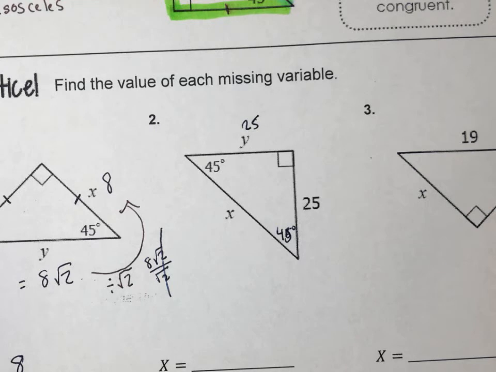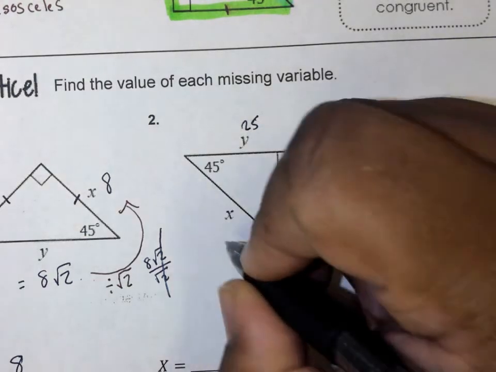X is your hypotenuse, bro. We ain't got that kind of time, Chris. Armando. 25 square root 2.